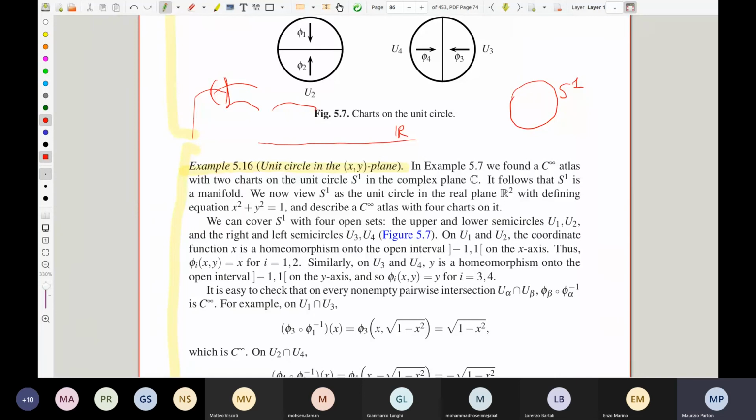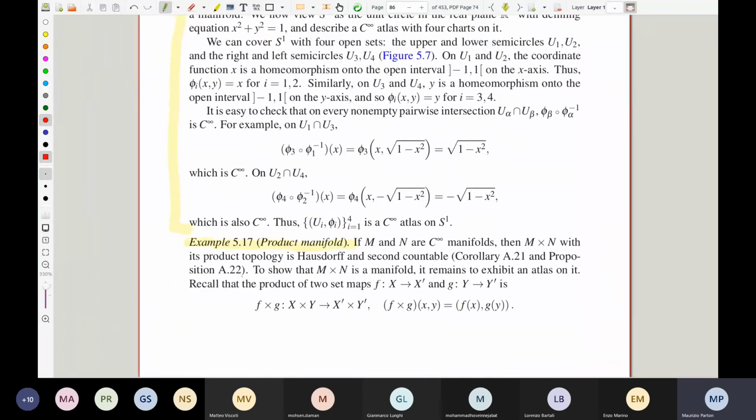Okay, as you can see, just switching from dimension 1 to dimension 2, things become more difficult, okay? Anyway, we are not interested in classification for the moment. So we are just giving sparse examples, and we are in particular trying to give ways of building new examples from previous ones. For instance, if I have two manifolds, I can take the Cartesian product of the two manifolds. Natural question, is this still a manifold? Yes, it is. It is called the product manifold.